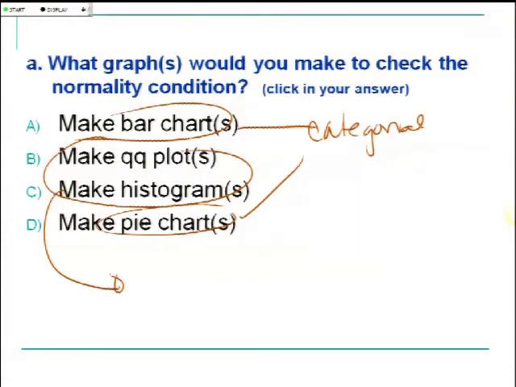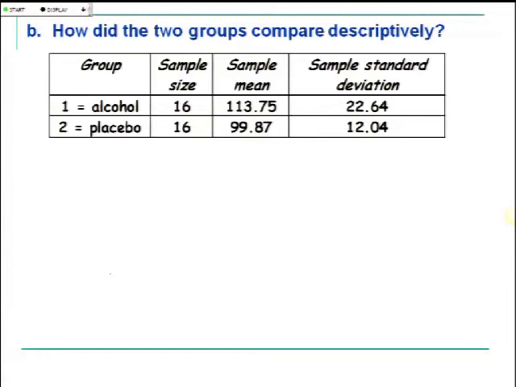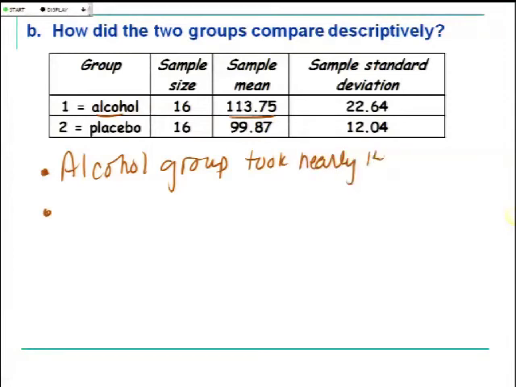We're told we can go ahead and go on, but then what will we make? So let's take a look at our data descriptively first and then make our appropriate confidence interval. We made a couple comments already. Let's do one of them again. What about the alcohol group here? They descriptively took longer. Just describing the results, the alcohol group took nearly 14 seconds longer, on average, compared to the placebo group.